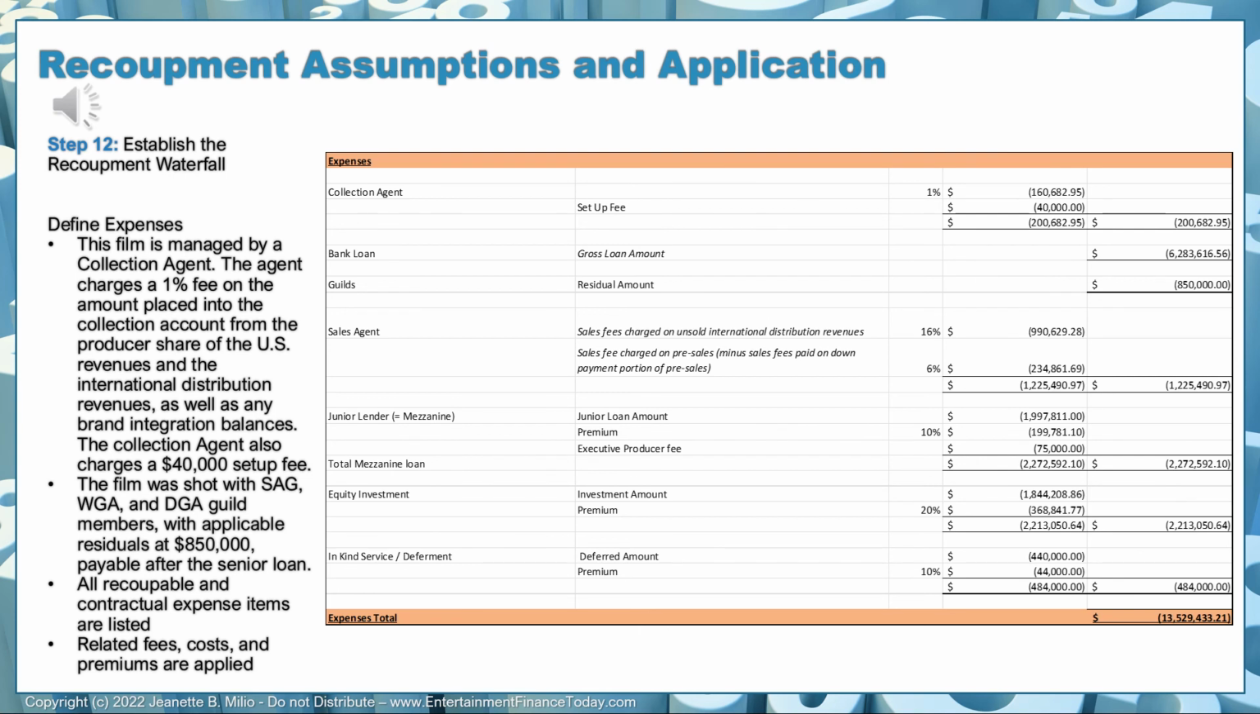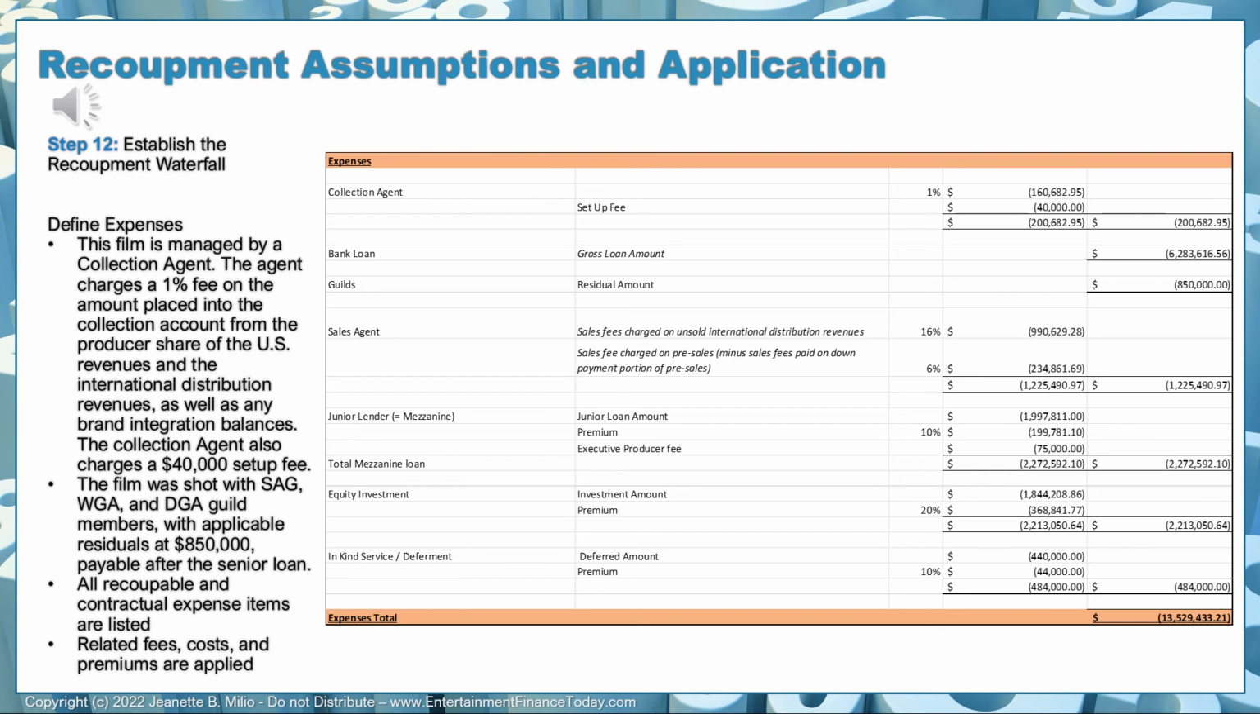The equity investment was 1,844,208.86. We have to pay a premium of 20% on that, 368,841.77. So altogether, the equity investor is receiving 2,213,050.68 from our recoupment schedule here. They will also receive a profit participation later.